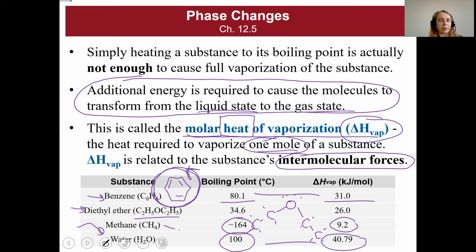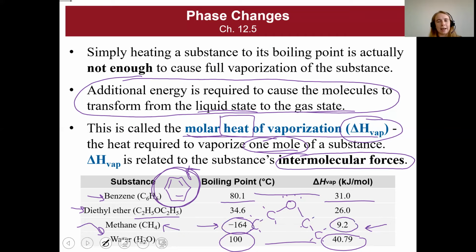So methane here is the smallest one. It's got only dispersion forces, and it's really tiny, so those dispersion forces are not very strong. So the boiling point, super low. Delta H of vaporization, super low. So there was your review of intermolecular forces for, you know, the rest of the semester pretty much.